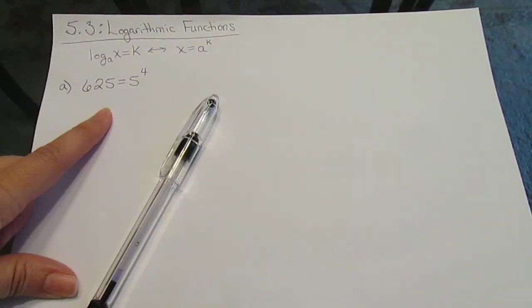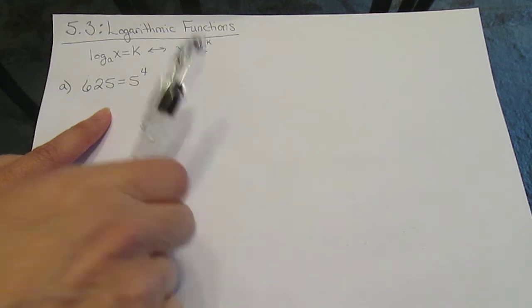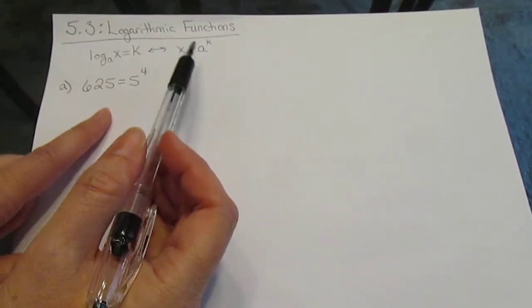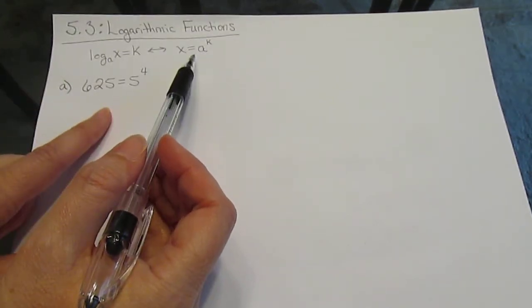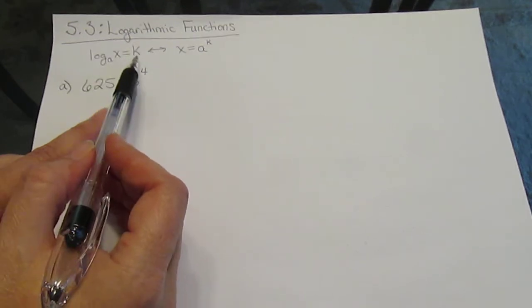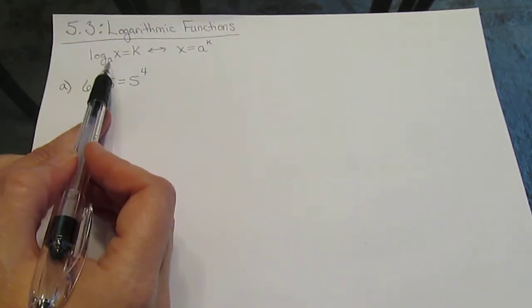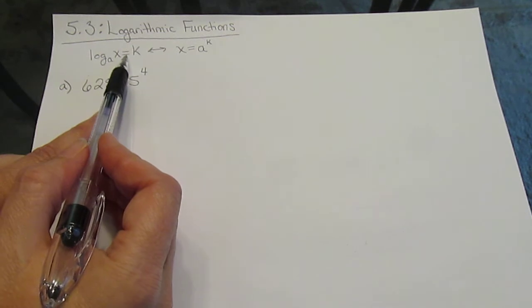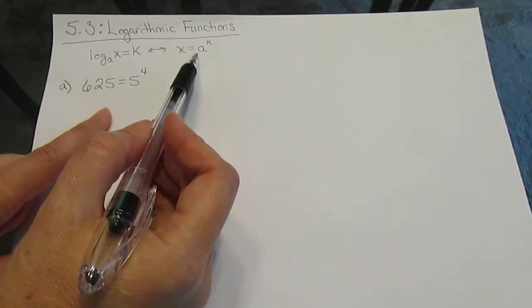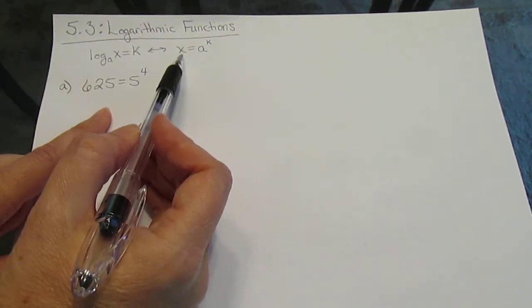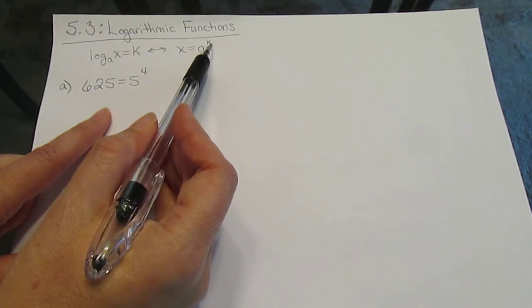Today we're doing section 5.3, logarithmic functions. The first thing we're going to do is switch back and forth between logarithmic form and exponential form. And that's what this formula is telling us. Okay, so this is logarithmic form: log base a of x equals k. And this is exponential form, x equals a to the k.